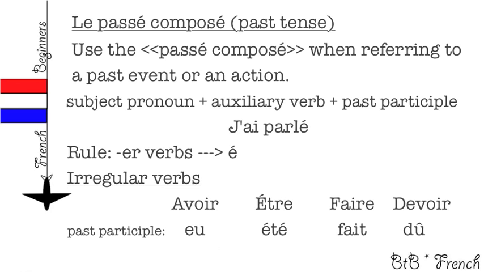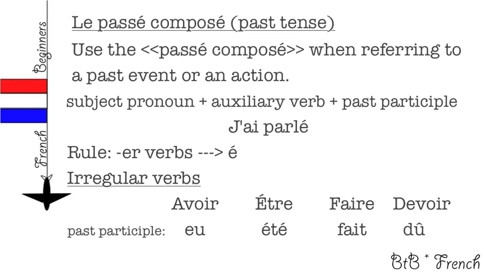Le passé composé is one of the past tenses that you can use when referring to a past event or an action that is done in the past. The format for le passé composé is subject pronoun, auxiliary verb, plus past participle. An example, j'ai parlé, I talked.